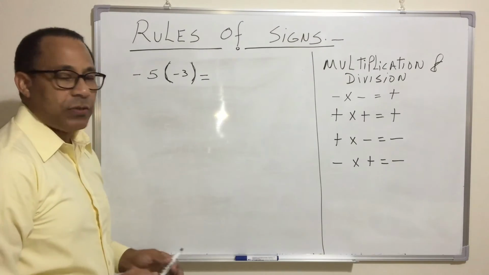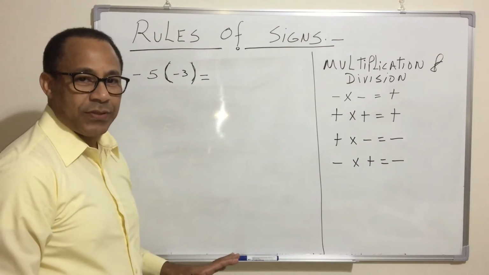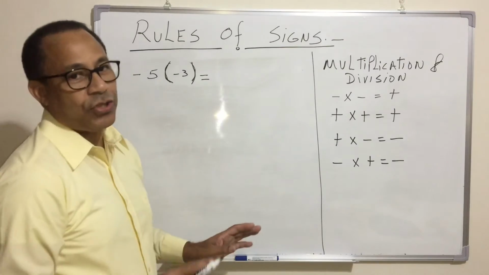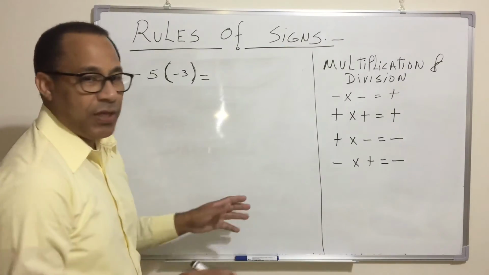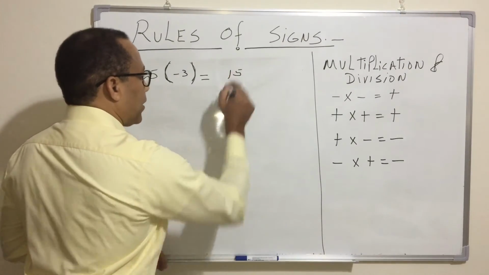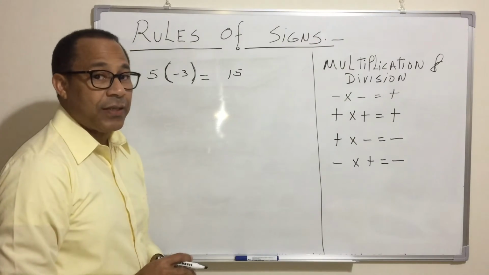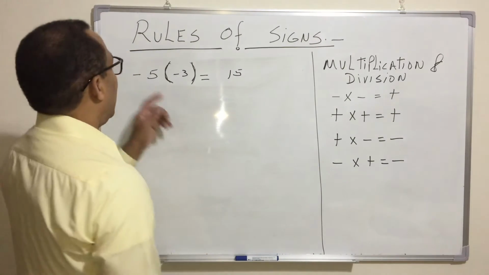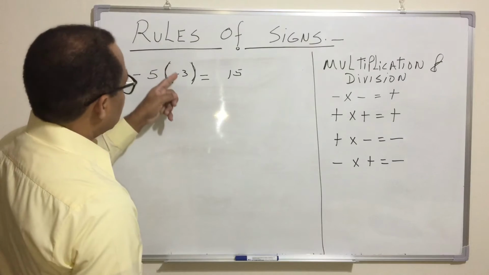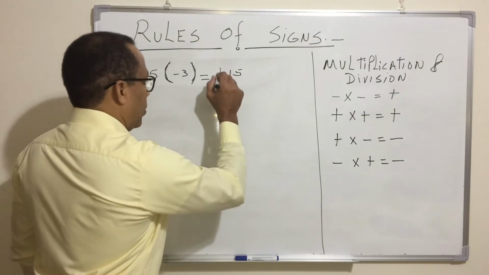In multiplication, just multiply the numbers. Same multiplication. It does not change. 5 times 3 will be 15. I got the number. Now let me get the sign. The rule says negative times negative equals positive.